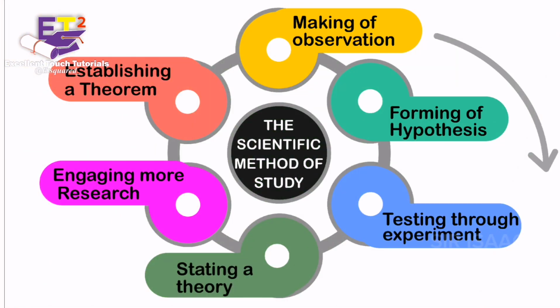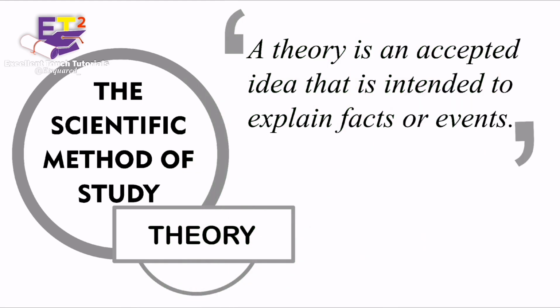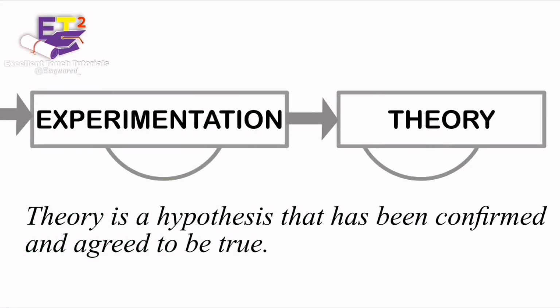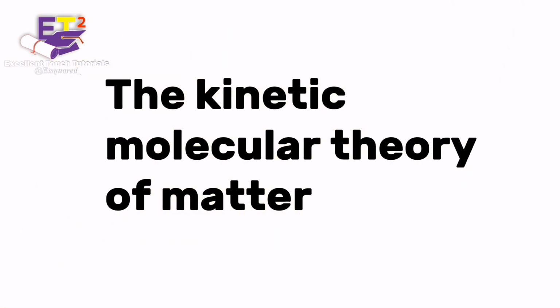Number 4, stating a theory. A theory is an accepted idea that is intended to explain facts or events. A hypothesis which has been tested in a variety of ways and seems to fit the conditions or results of experimentation becomes a theory, so that it is generally accepted for the moment as giving a satisfactory explanation to the fact or event. A theory is also referred to as a principle. An example of a theory is the kinetic molecular theory of matter.